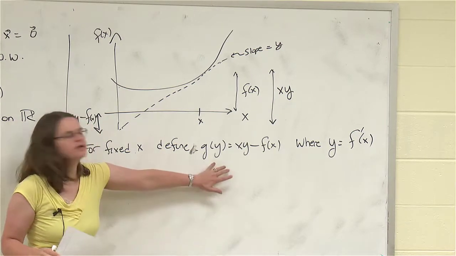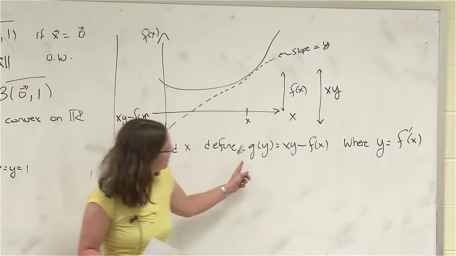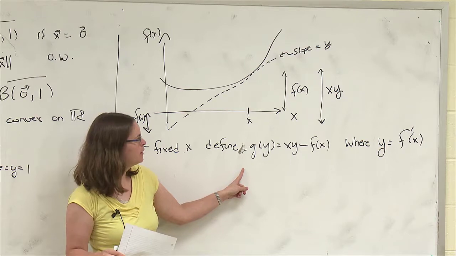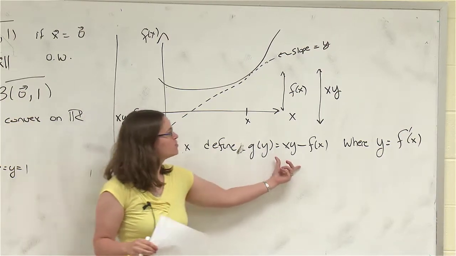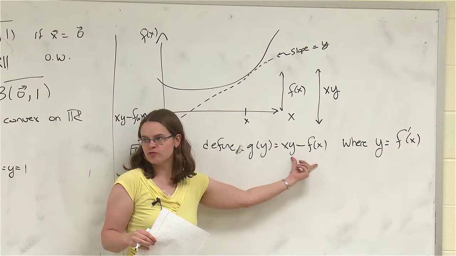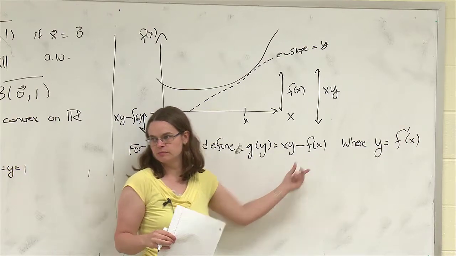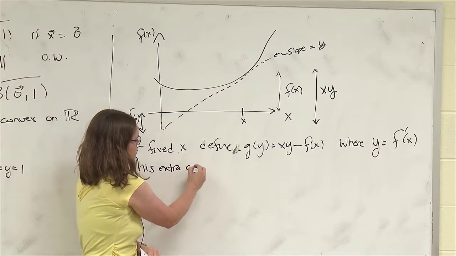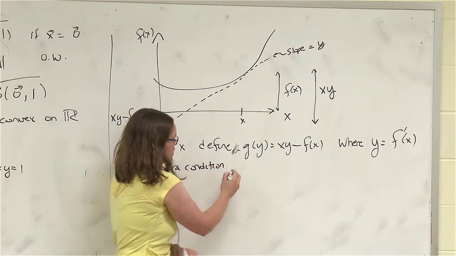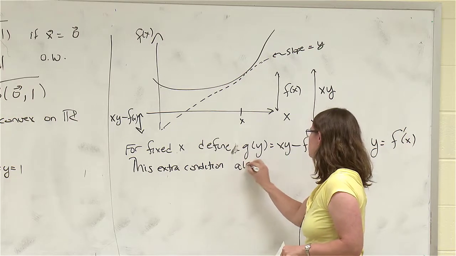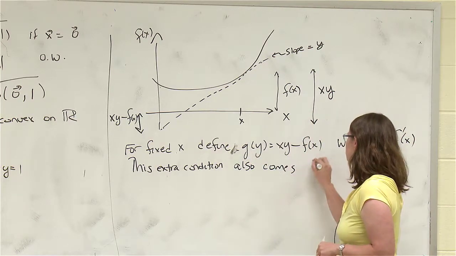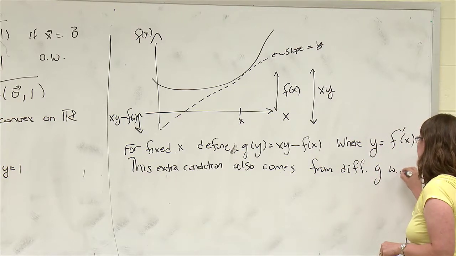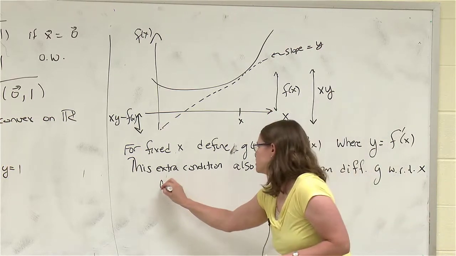Okay, so let's see if we can clean up this condition a little bit. We've got this guy with a particular condition on how x and y are related. You could pull this condition out by taking a derivative of this with respect to x and setting it equal to 0. All right, so this extra condition can also be attained from differentiating g with respect to x and setting equal to 0.